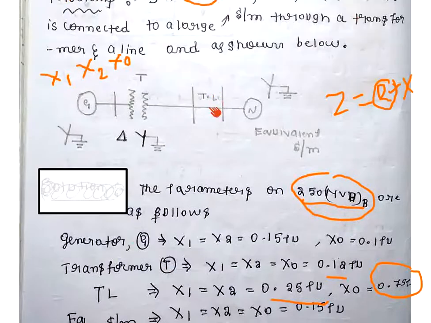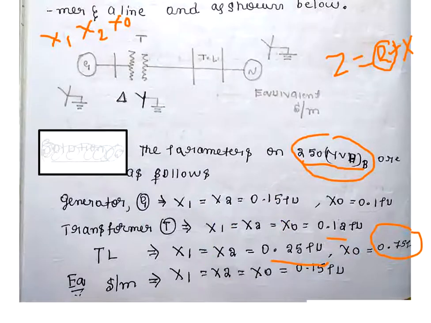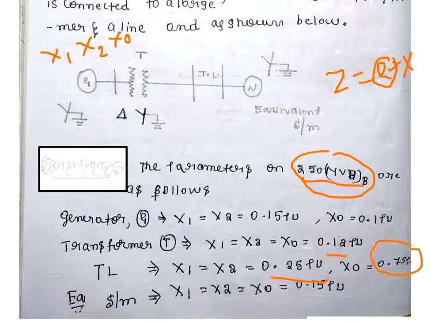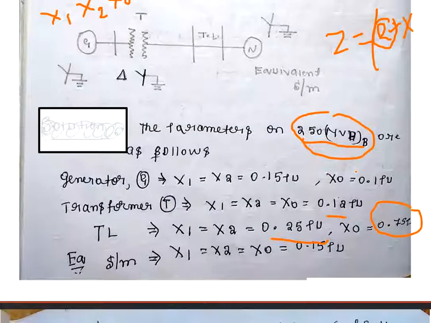The question has been given like this: one generator is connected to the equivalent system through a transformer and a transmission line. My generator is star grounded, my transformer is delta star grounded, and my equivalent system is star grounded, and the reactance values have been given. Usually Z will be taken here, and R will be considered very negligible. So Z equals R plus jX, R comes as 0, so Z equals X.